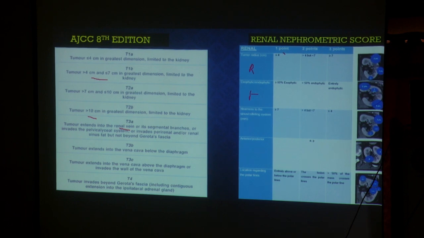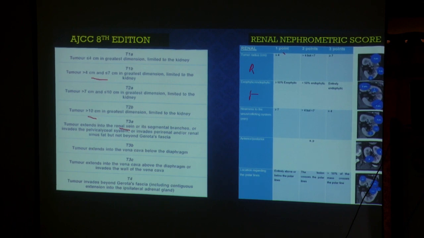The second is whether the lesion is endophytic, exophytic or exoendophytic. As we know, if the lesion is exophytic, it is easy for them to remove the lesion. Whenever it is endophytic, they have to clamp the renal hilar vessels as well as ureter. So, the complexity of the surgery increases. So, if the lesion is entirely endophytic, you will have to give it 3 points.